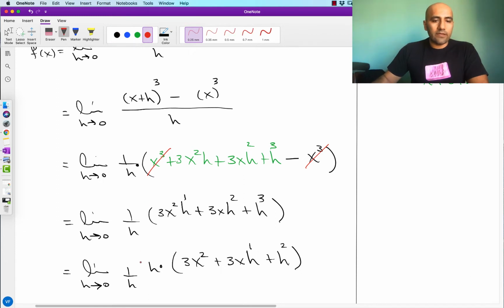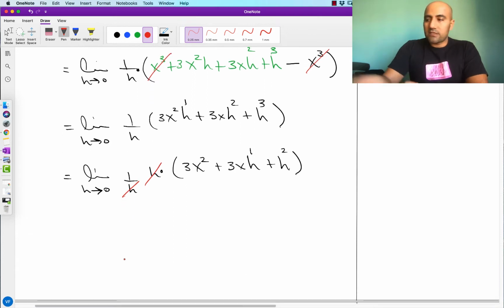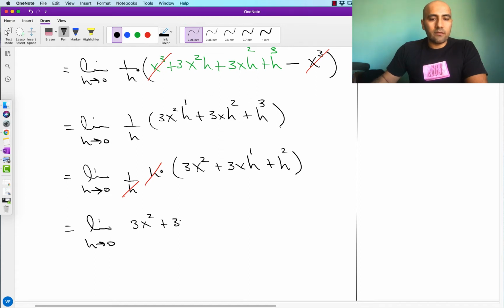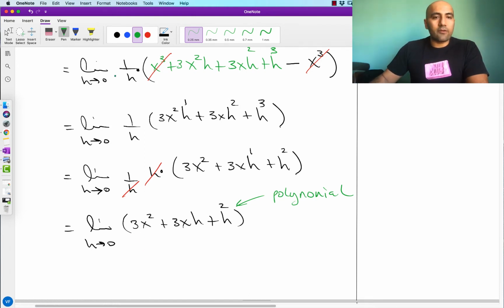Okay, so now, finally, these two h's will cancel. And we get to a point where we just have a polynomial. And we know that when we want to find the limit of a polynomial, it's equivalent to just evaluating that polynomial at that point. So, because this is a polynomial, we get the limit as h goes to 0 of 3x squared plus 3xh plus h squared, and this is just some polynomial, and so we know that this limit will be equal to evaluating that polynomial.